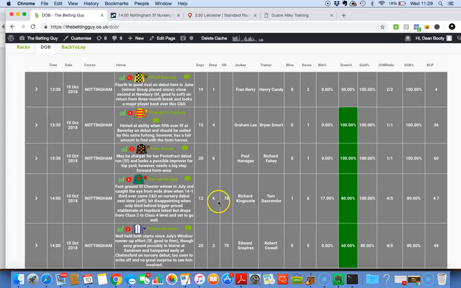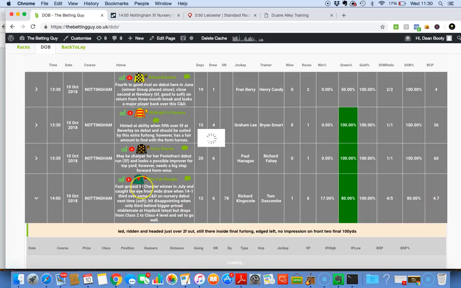So 12 days since last run, the draw is 6, 78 official rating. Richard Kingshope, Tom Daskin wins 1 from 6, 17% strike rate. It has hit the green threshold 80% of the time and hit the gold threshold 100% of the time. You can change all that in the settings, and it has dobbed 4 out of 5 times, which is 80%. At the minute, we're talking around about 4.7 chance. So let's have a quick look.